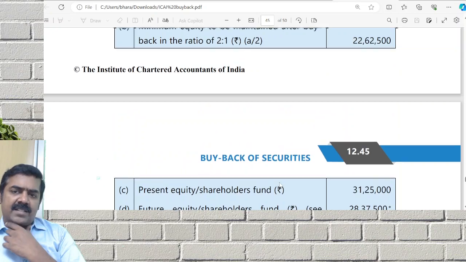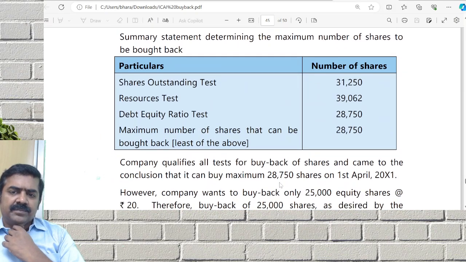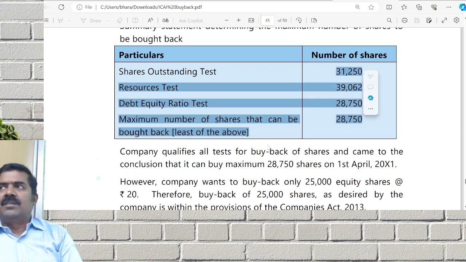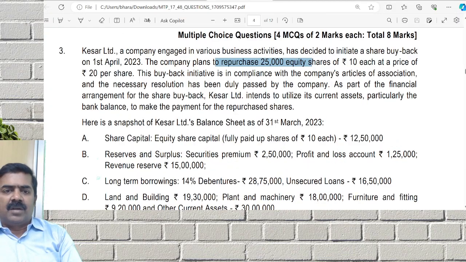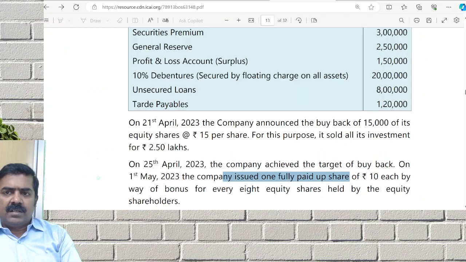They would have applied some tests, that is optional. Actually, this same question was asked in the model test paper of your MCQ. The same question was asked in the model test paper like this.